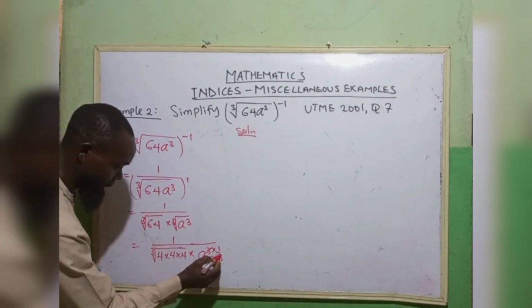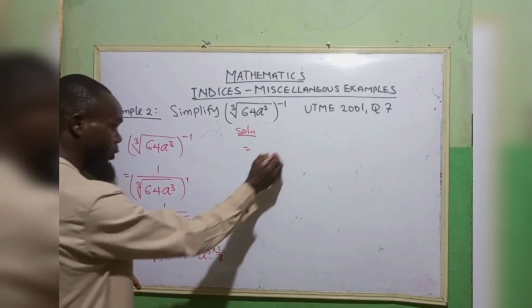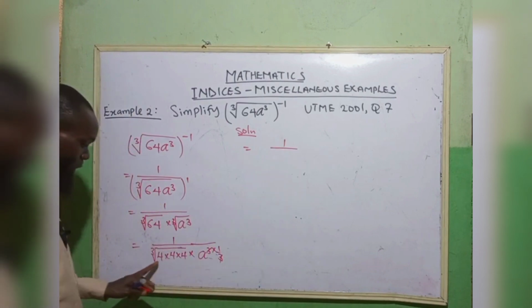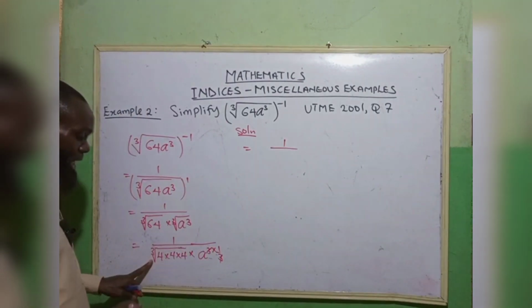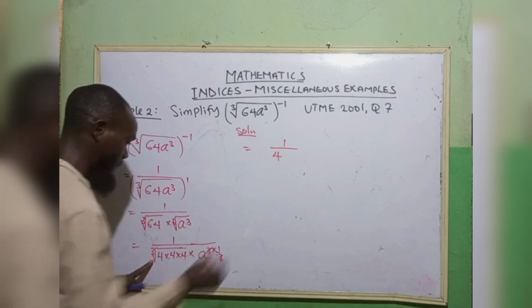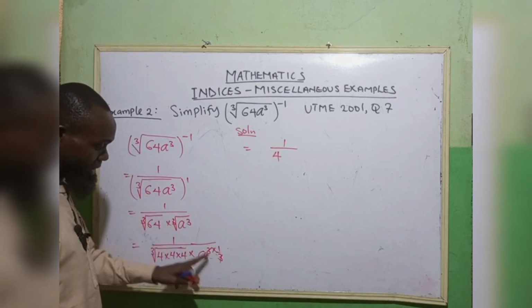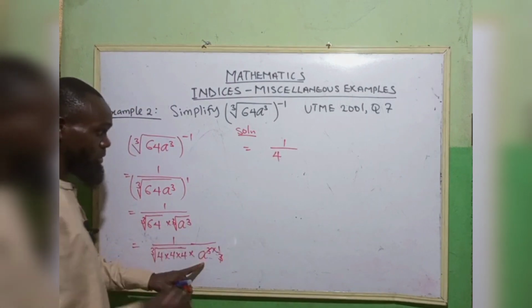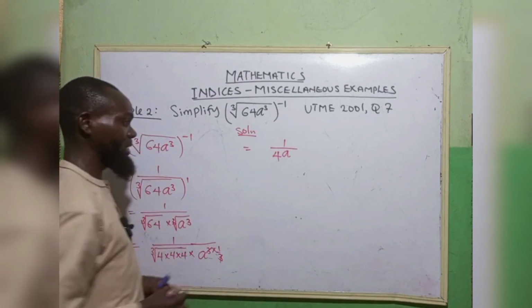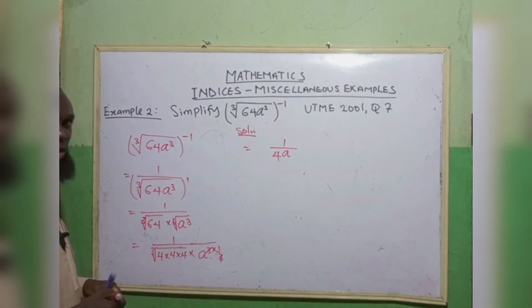So 3 goes in 3. Now from here, we have 1 over 4. When you pick one of these 4, the keyboard disappears. I have 4. Then I've cancelled this 3, 3 goes in this 3 to remain what? A. So our final answer is 1 over 4A.